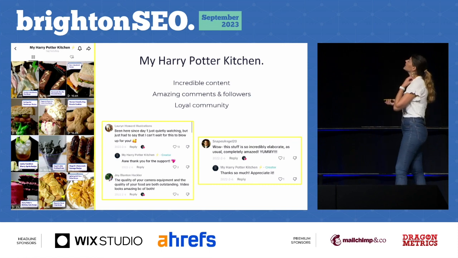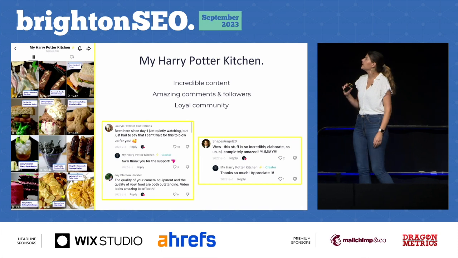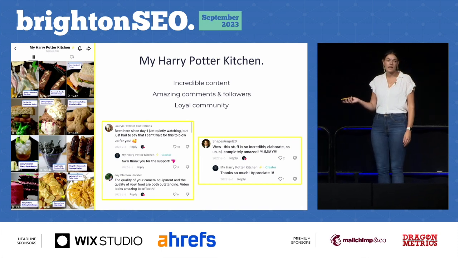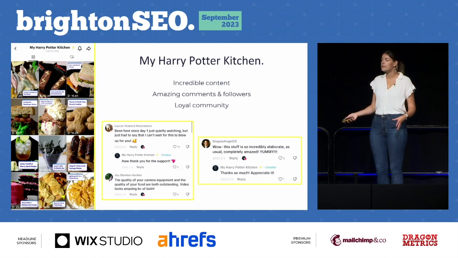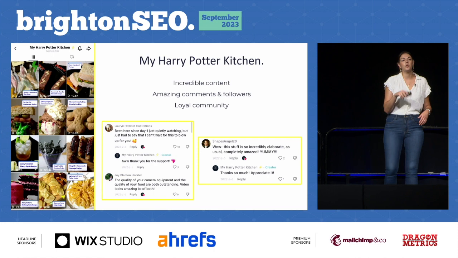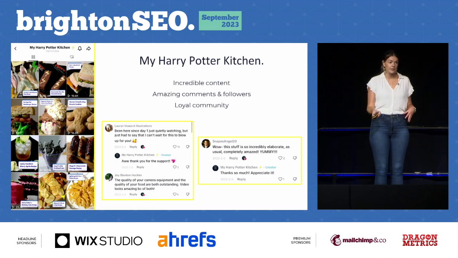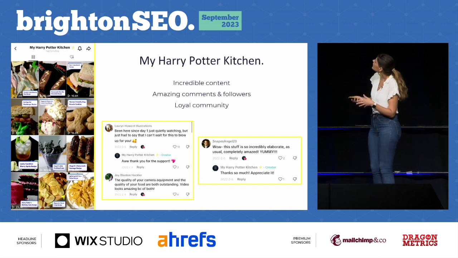This is an account on TikTok called My Harry Potter Kitchen. And this guy created absolutely exquisite content, like DSLR, fully edited. Each video probably took him a day to make. And he went through every single Harry Potter book. And anytime a food was mentioned, he created a recipe from it and shared it on his TikTok. So his community was so loyal. People were saying, "I've been here since day 1, I love it."